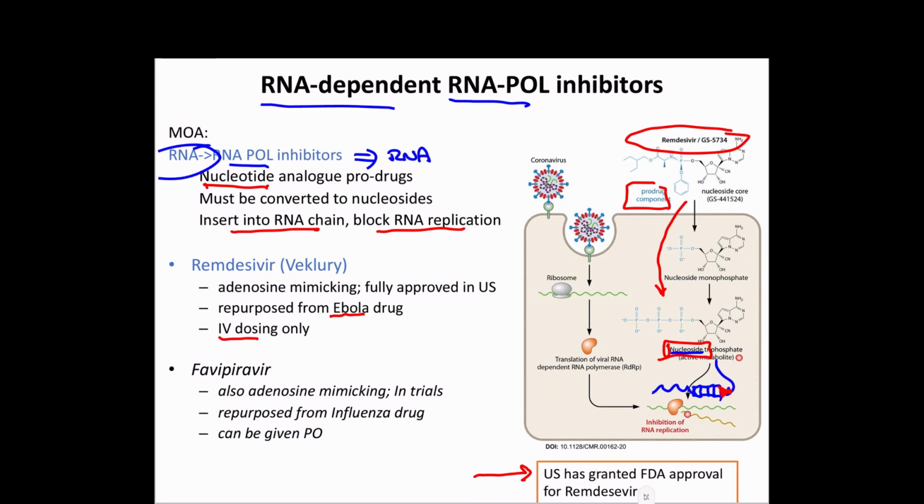There's one in the pipeline right now called favipiravir. It's also an adenosine analog. It's currently in trials, and it is also repurposed and is used in Japan as an influenza drug. It has a little bit of benefit in that it can be given PO. We don't know if it's going to be approved, but it is one that's in that pipeline.